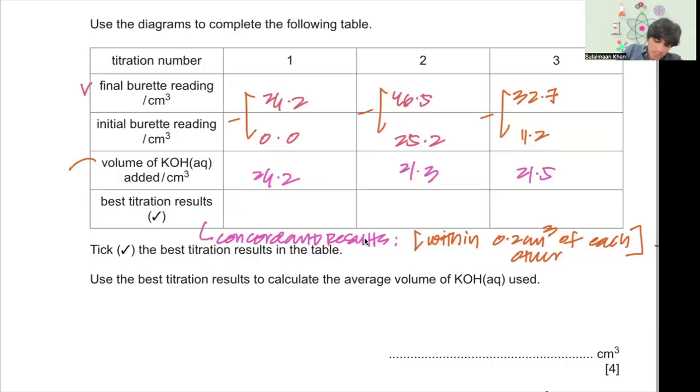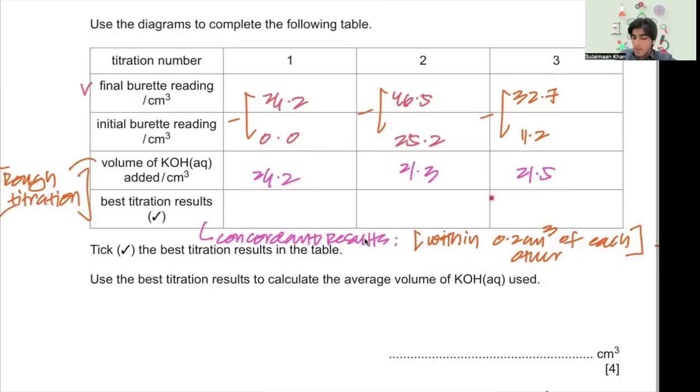Why? Because the first titration is usually a rough titration. We're not that careful with it. And you'll perform this in AS level. And then these two are concordant results within 0.2 cm cube of each other.